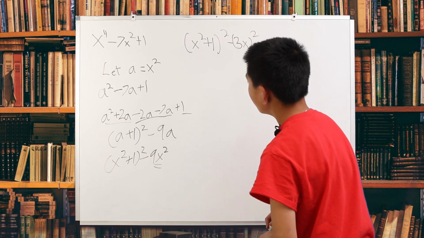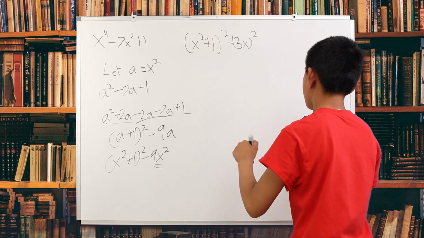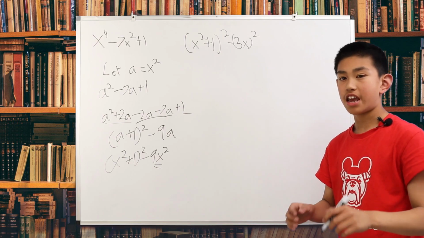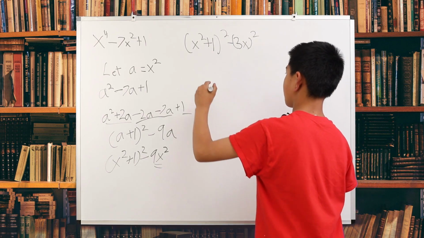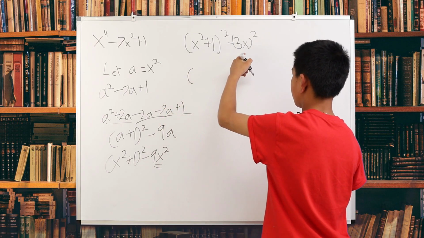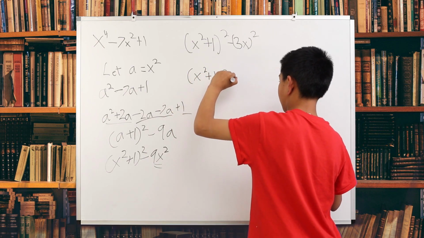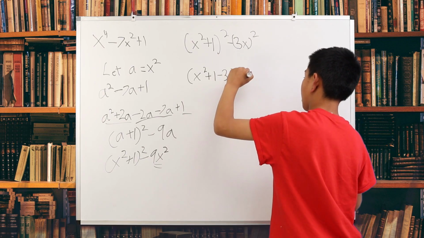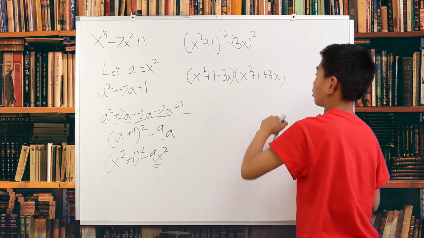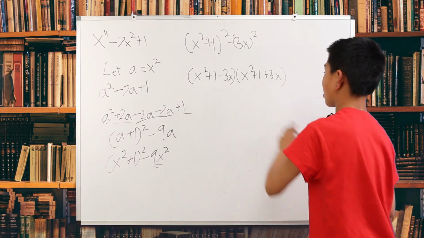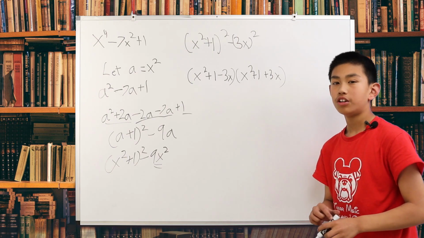So now we realize that this is another equation, the a plus b times a minus b equation. So we can rewrite it. This is a and this is b. So x squared plus 1 minus 3x, that's the minus b, and this is going to be x squared plus 1 plus b, or 3x. And this solution is way faster and simpler, but you have to know how to get a square and know the strategy.